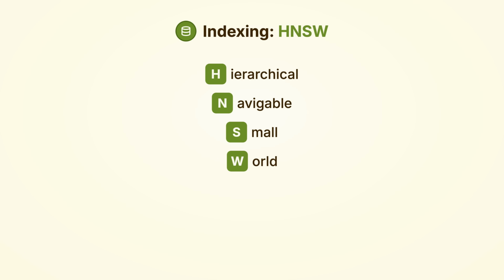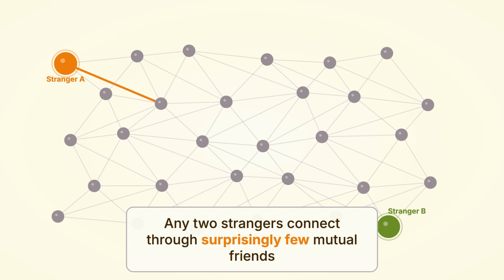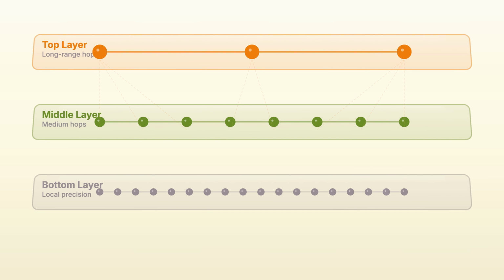Second, indexing. This is where the performance magic happens. One popular algorithm is HNSW, Hierarchical Navigable Small World. The name actually explains how it works. Small world comes from 6 degrees of separation. In social networks, any two strangers connect through surprisingly few mutual friends. HNSW builds the same structure for vectors. The insight, it builds the graph in layers, and that's what makes it fast.